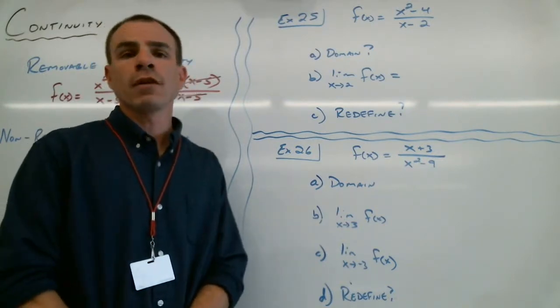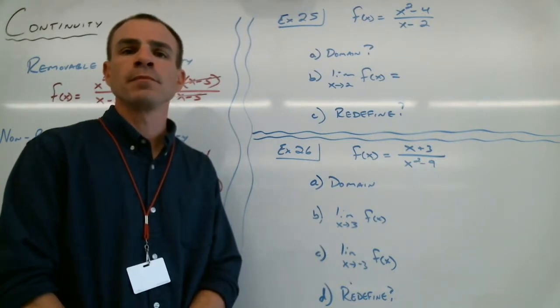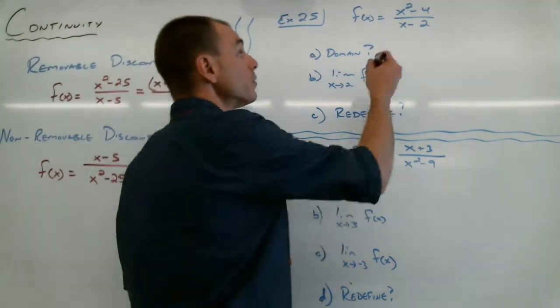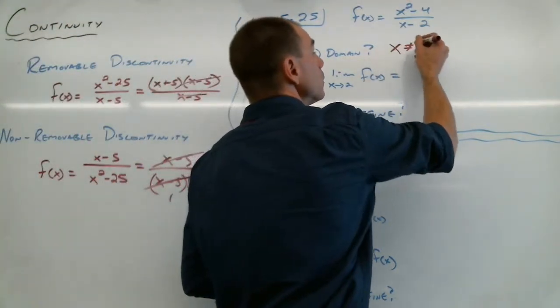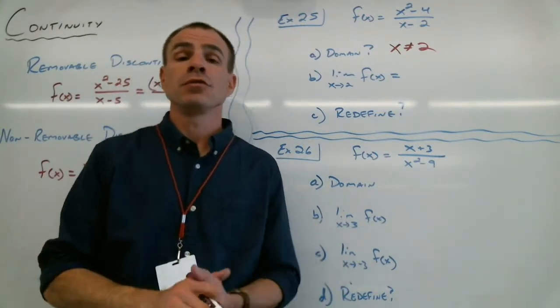What's the domain of our function? So take a second and figure out what the domain is. That's correct. It's going to be all real numbers except x cannot be equal to 2. If x is equal to 2, we are dividing by 0, and we have an issue with that.